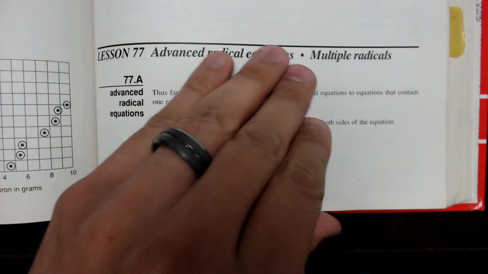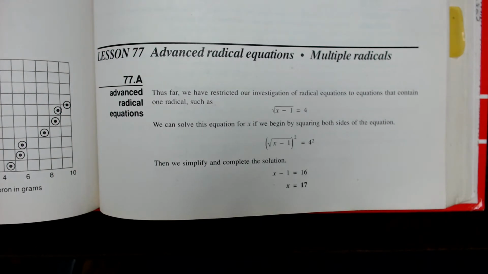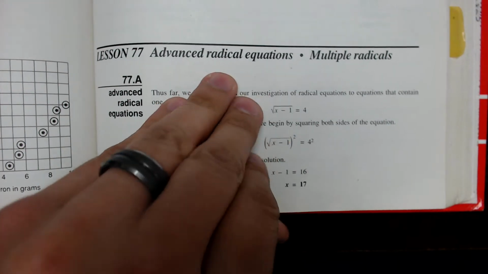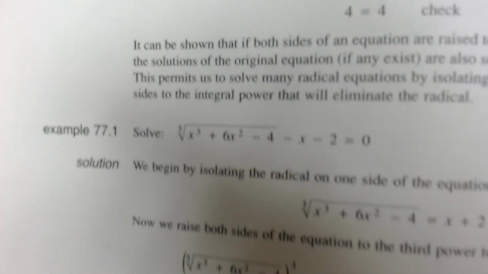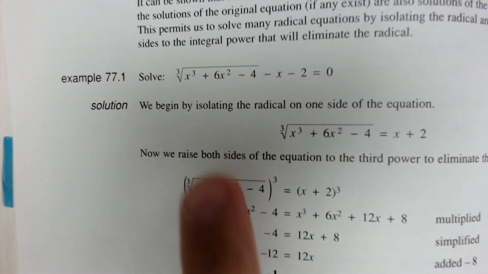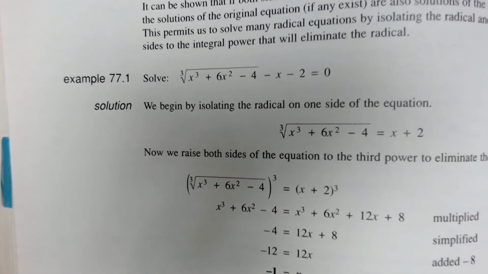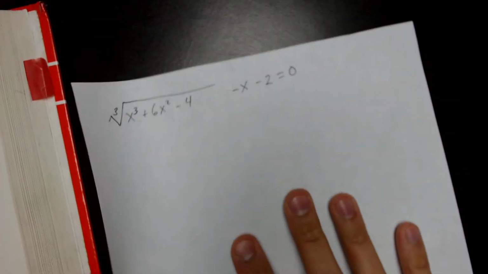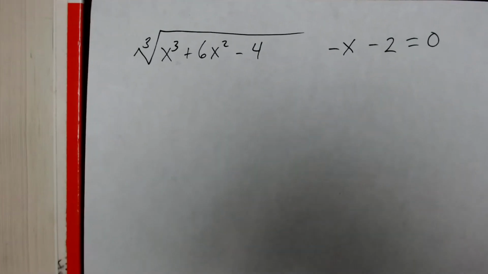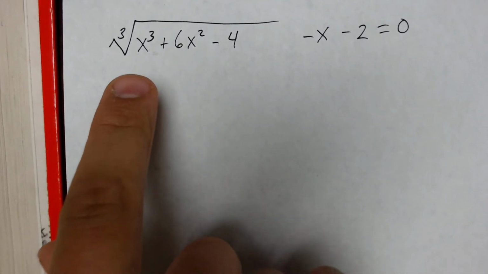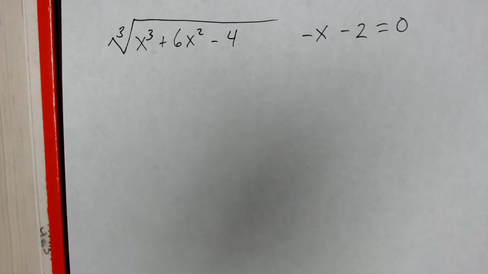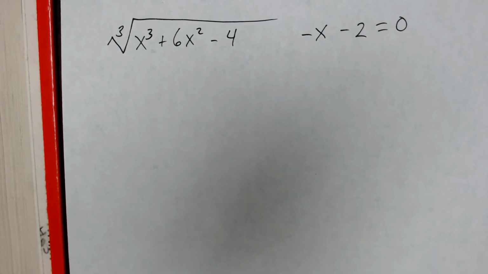Now, when they talk about advanced radical equations, what they mean is this. We now have a cubed root, multiple unknowns, and then it's set equal to 0 or a whole number. So, let's go to our example. Okay, so this is our equation. We have the cubed root of x cubed plus 6x squared minus 4, minus x, minus 2 outside the radical.